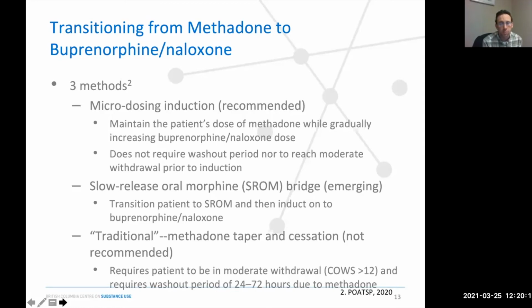And so when we did this, we used to transition someone to slow-release oral morphine first, and then we could stop their morphine and start buprenorphine in the traditional way. So that was helpful. But let's move on to the microdosing.